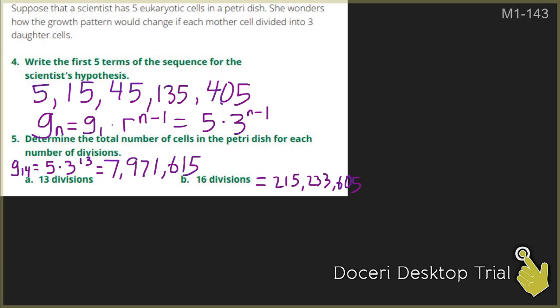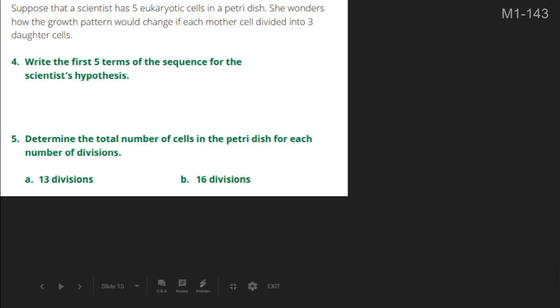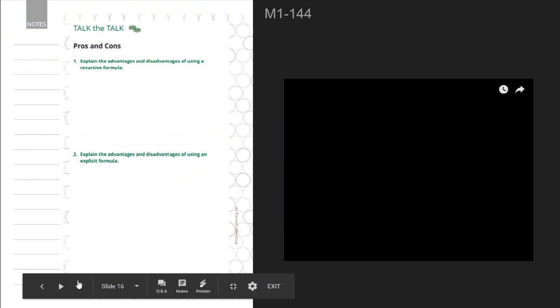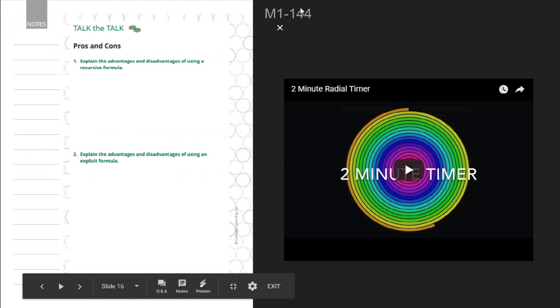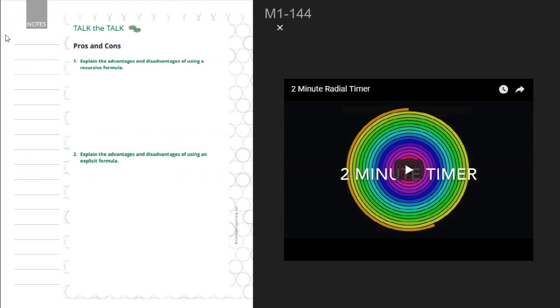Alright, so now you have successfully written 2 explicit formulas for geometric sequences, 2 explicit formulas for arithmetic sequences, and a recursive formula for both. We need to put this to use and practice our new skill. So, what we're going to do... Oh, I'm getting ahead of myself. First, we're going to do the talk on page 144.